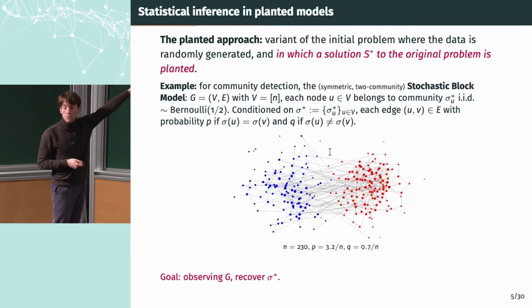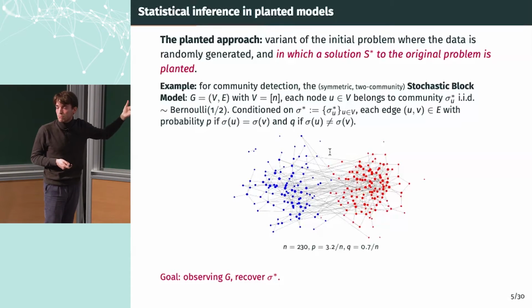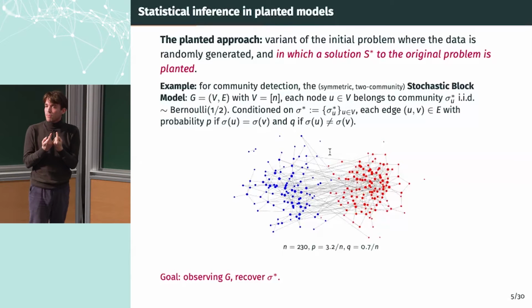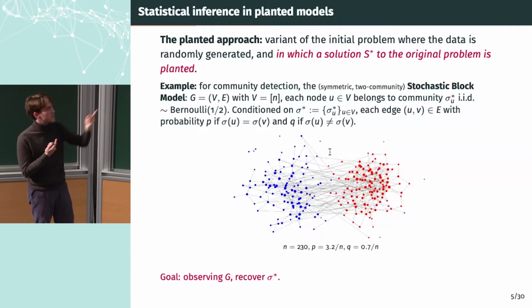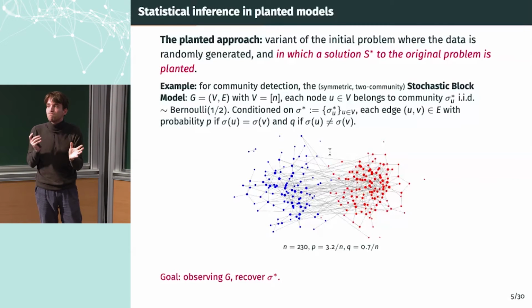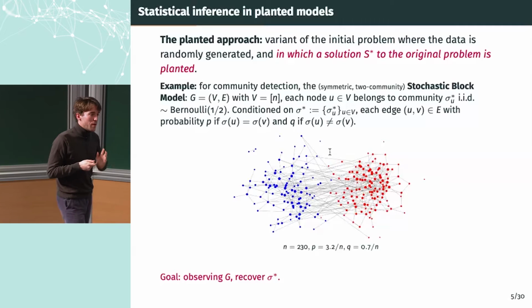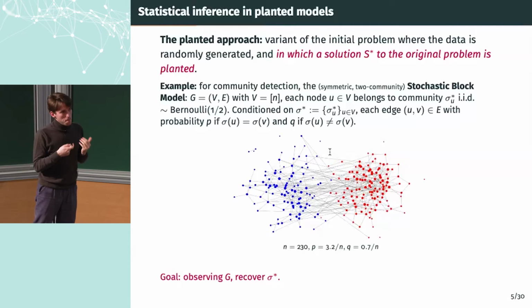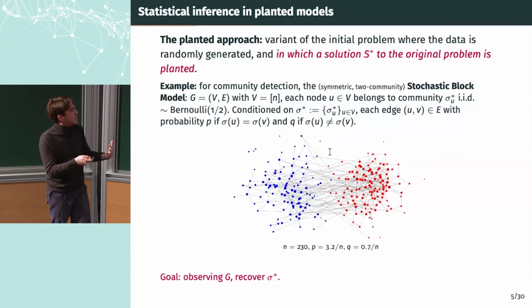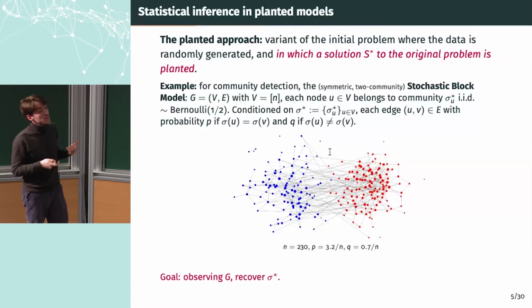Here the signal is sigma star, the communities. Actually, these two objectives may differ. It's not clear that sigma star is also the solution of min bisection. It's not really clear. But by changing this point of view, we go from a difficult problem to a statistical inference problem.